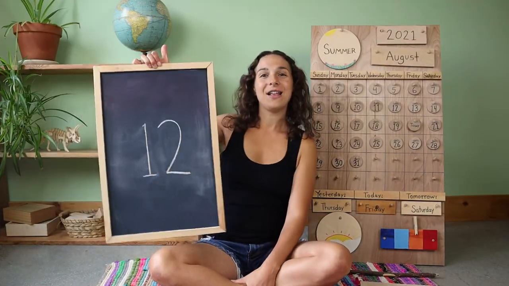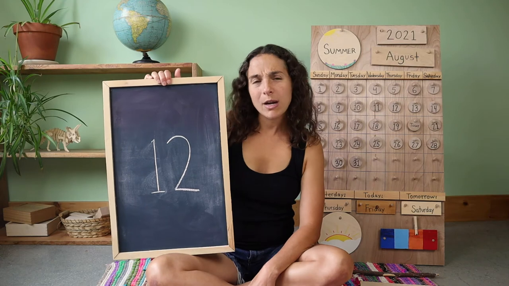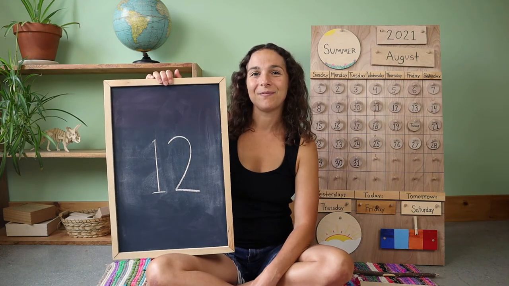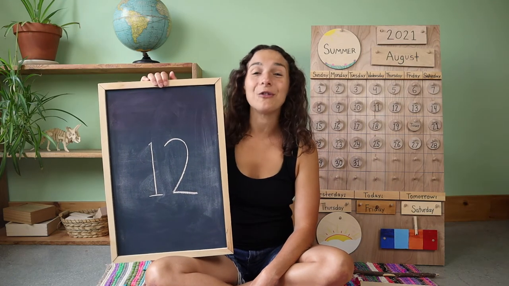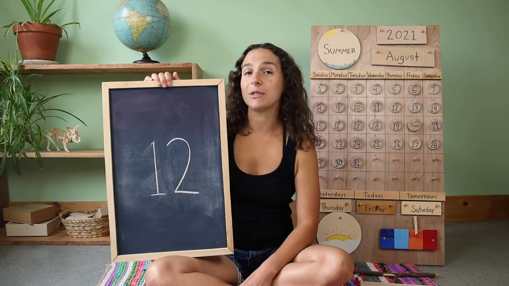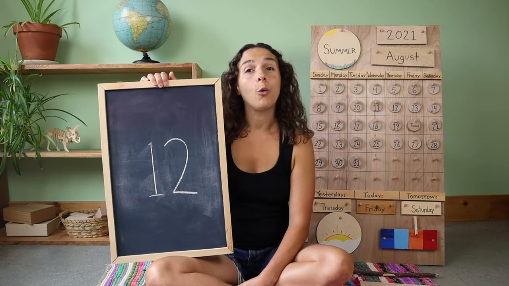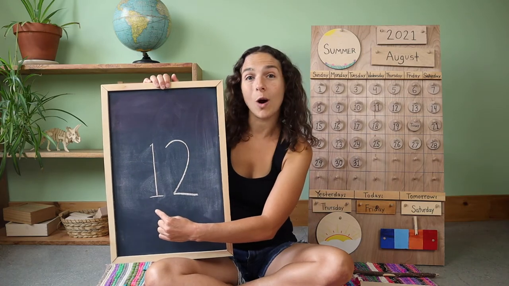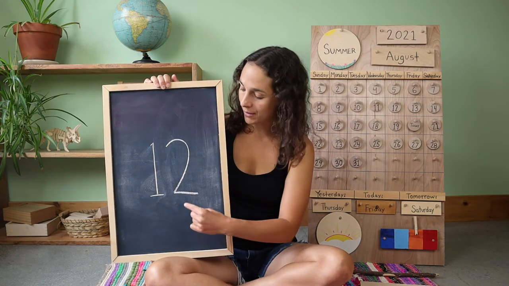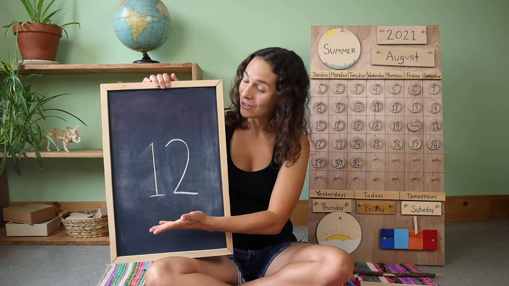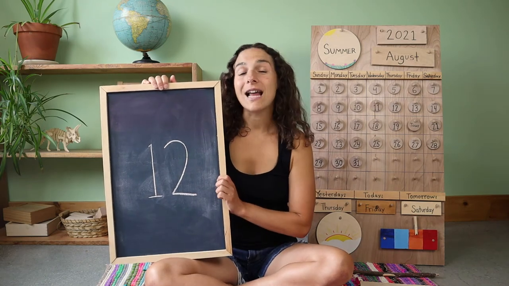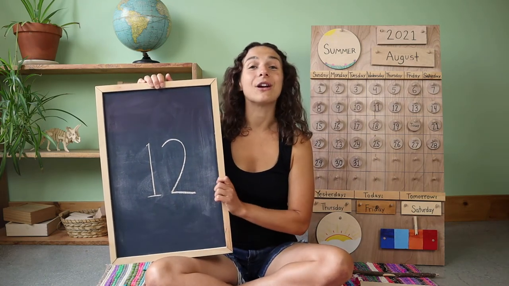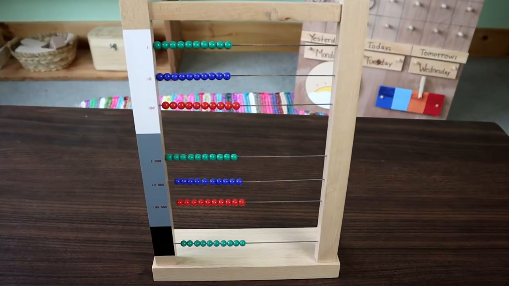Here is the number of the week. What number is this, friends? 12. That's right. This double digit number is 12. When you write the number 12, first you write the number 1, and then you write the number 2. 12.